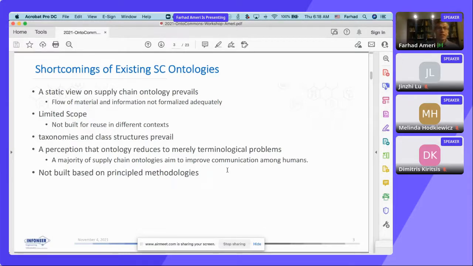So sometimes taxonomies and class structures prevail. We don't see a real formal ontology with axiomatic nature. Also, some ontologies are just developed to improve communication among humans, but in reality, ontologies should improve communication between machines. And a lot of them are not built based on principled methodologies, so it's very difficult to reuse them. That's why we see the gap here.